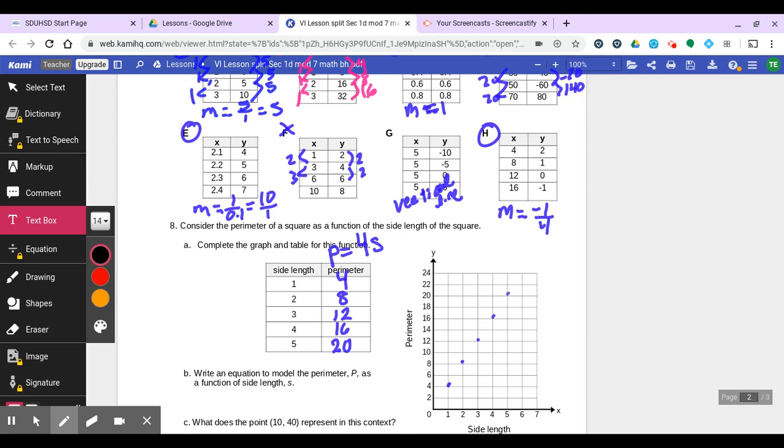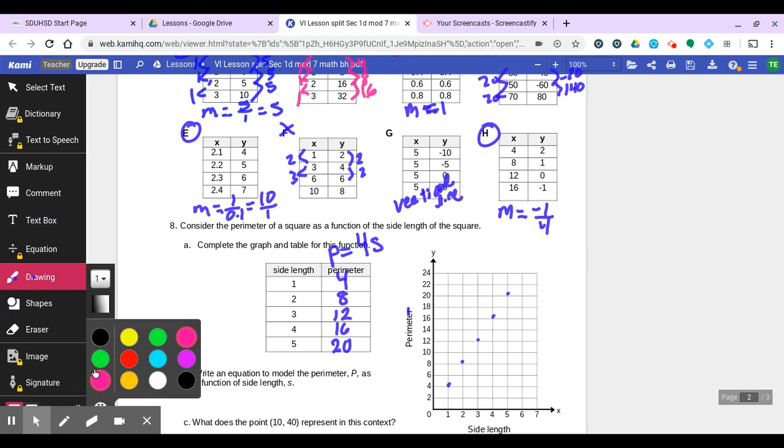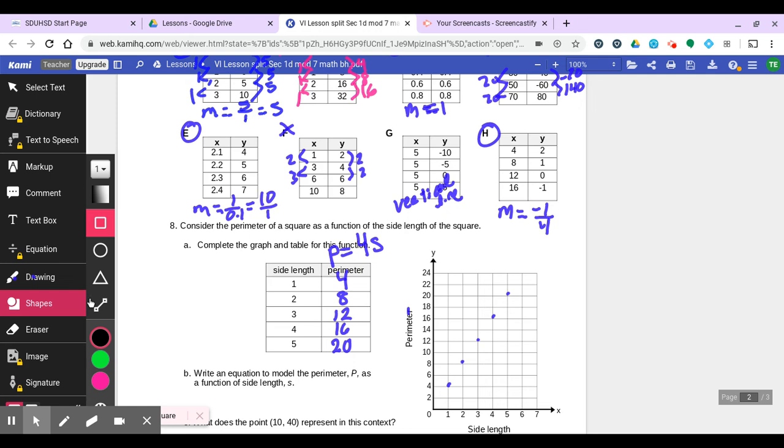I have to decide if this is discrete or continuous. This technically would be continuous because I can have a fraction of a side length and I can have a fraction of a perimeter. You can have 10.5 inches or something like that. So I know that this would be continuous. So I could draw a line if my thing will let me. Take a line right through it. Okay.